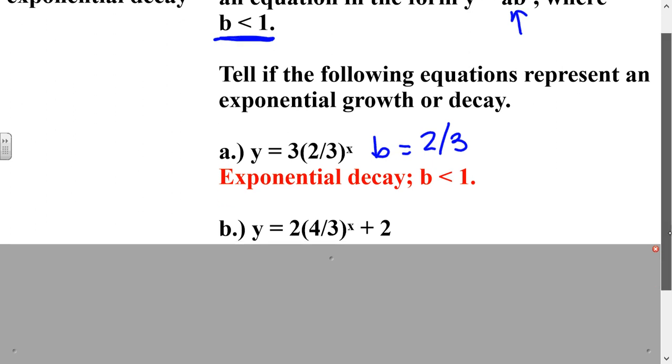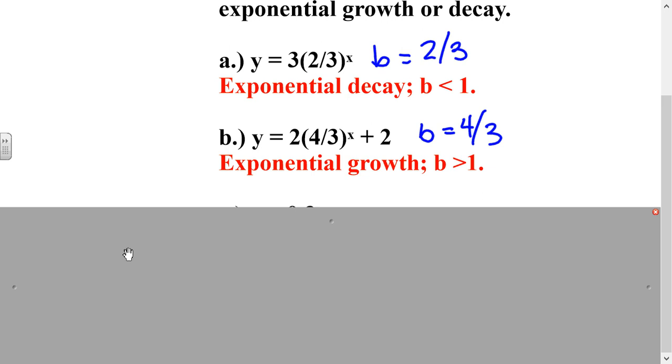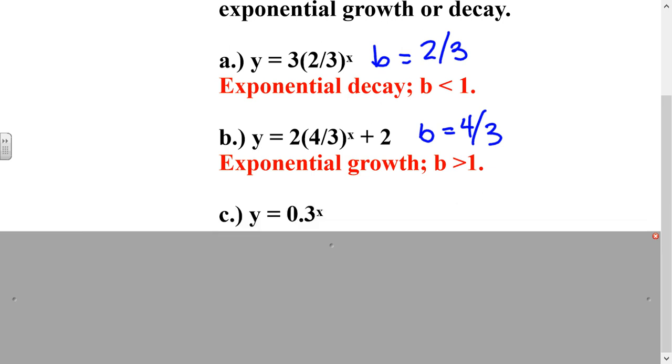Now if we look at letter b, the one that is attached to the exponent is 4/3, and 4/3 is greater than 1 because that would be equal to 1 1/3. So this one is going to show exponential growth. So just because it's a fraction, don't automatically assume that it's decay. You have to pay attention to if it's greater than 1 or less than 1.